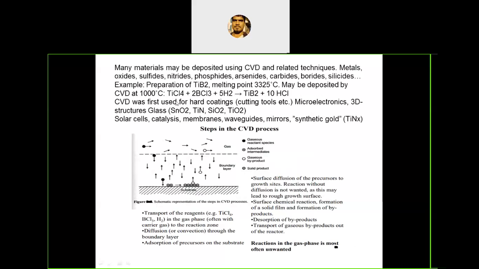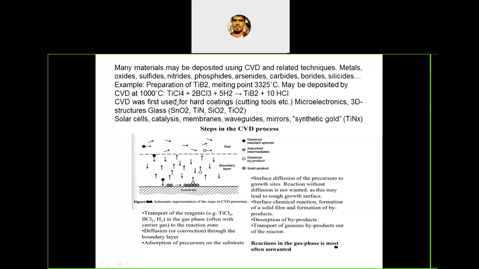So many materials may be deposited using this CVD and related techniques. We can use metals, oxides, nitrides, sulfides, phosphides. So these are the different materials we use to coat on the substrate. For example, the preparation of titanium boride, TiB2.